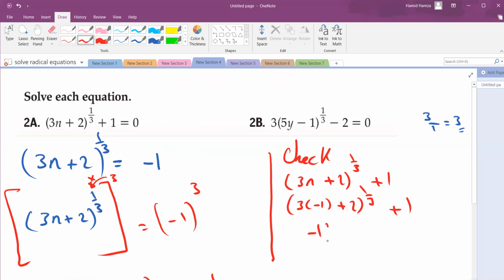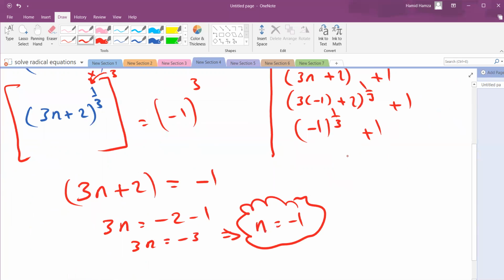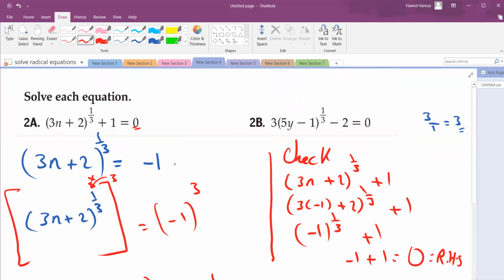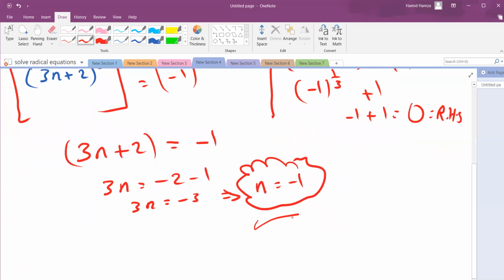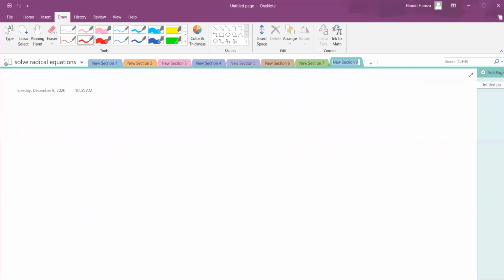So negative 1 to the power 1 over 3, plus 1. Negative 1 to the power 1 over 3 is negative 1, plus 1. Negative 1 plus 1 is 0, which is the right-hand side. So the solution is what, guys? The solution is accepted.